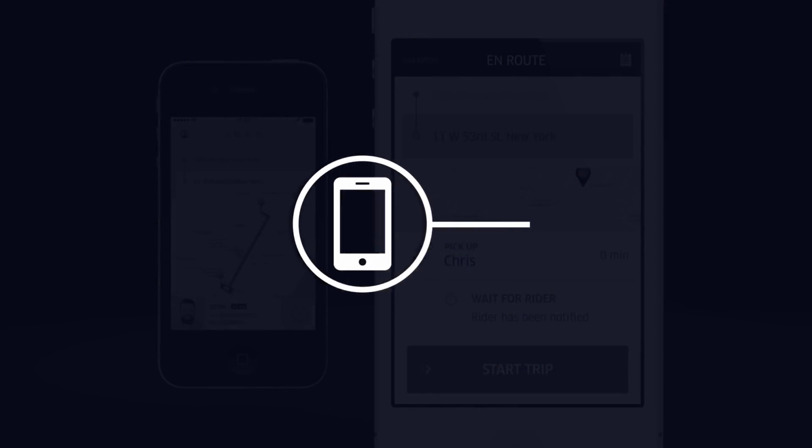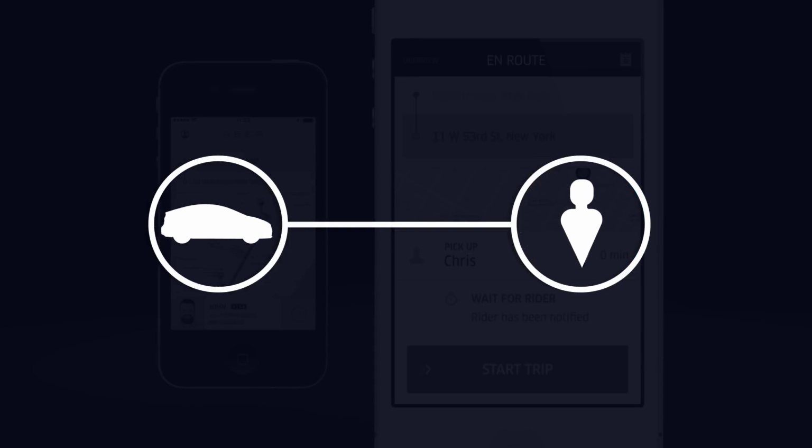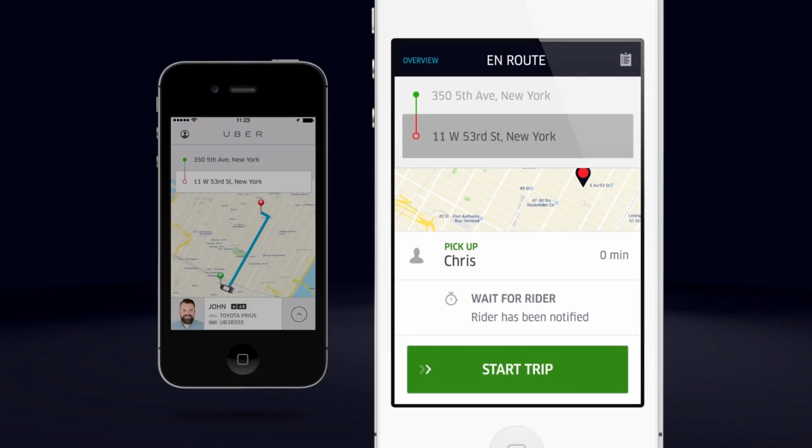All trips through Uber must be prearranged. According to regulations, e-hailing, or picking up riders who have not requested through the app, is against the law and can result in citations and fines. When you know you have the right rider, slide the button to begin the trip.